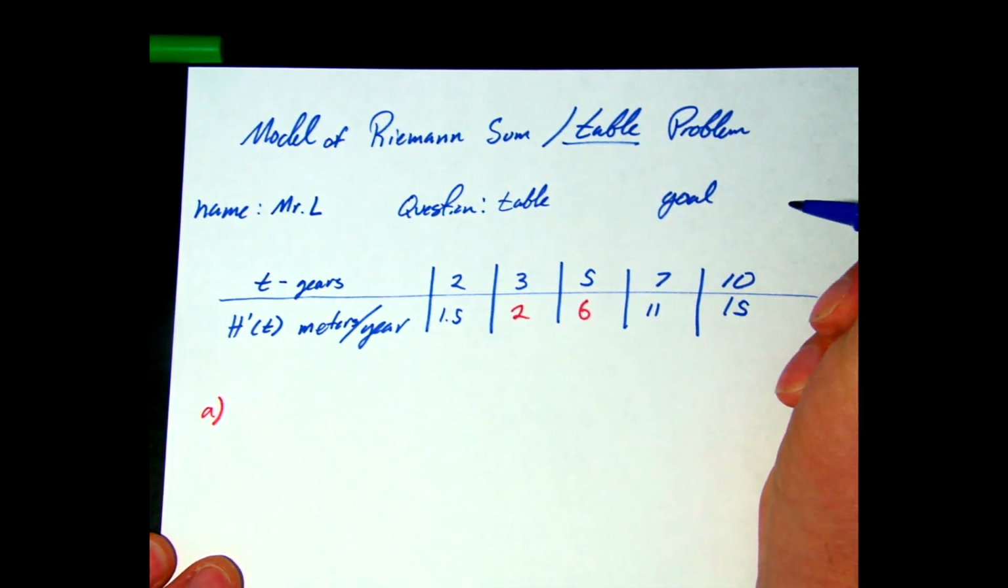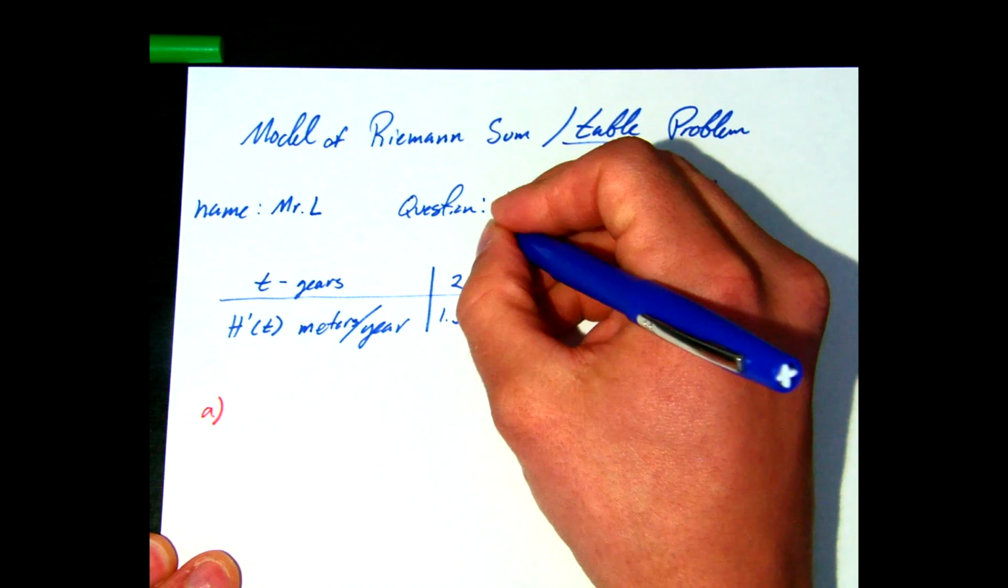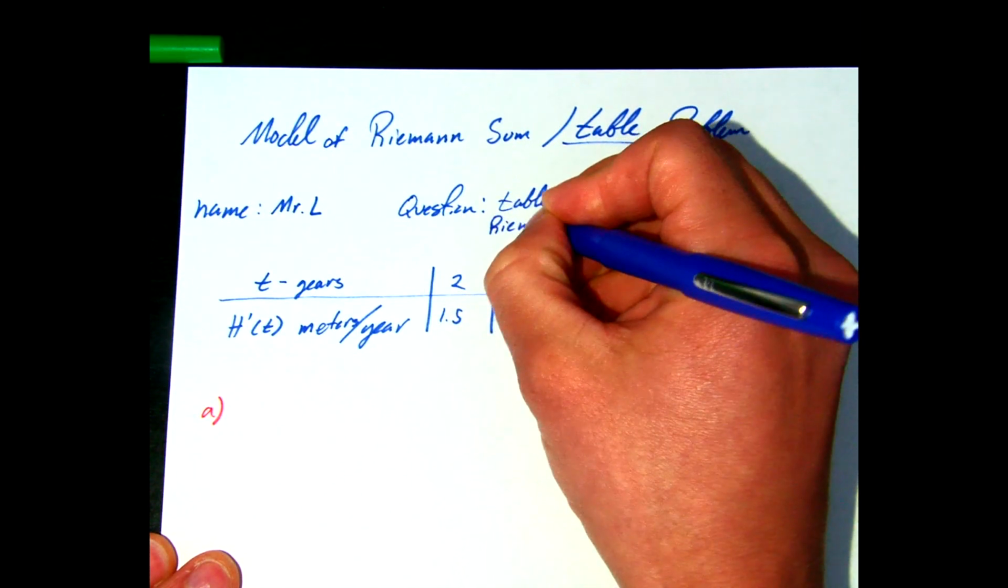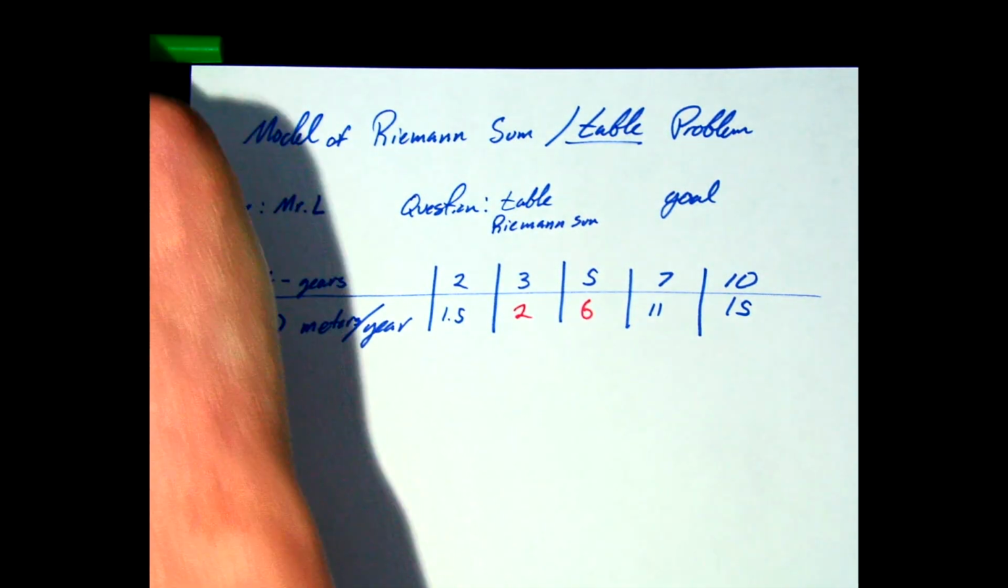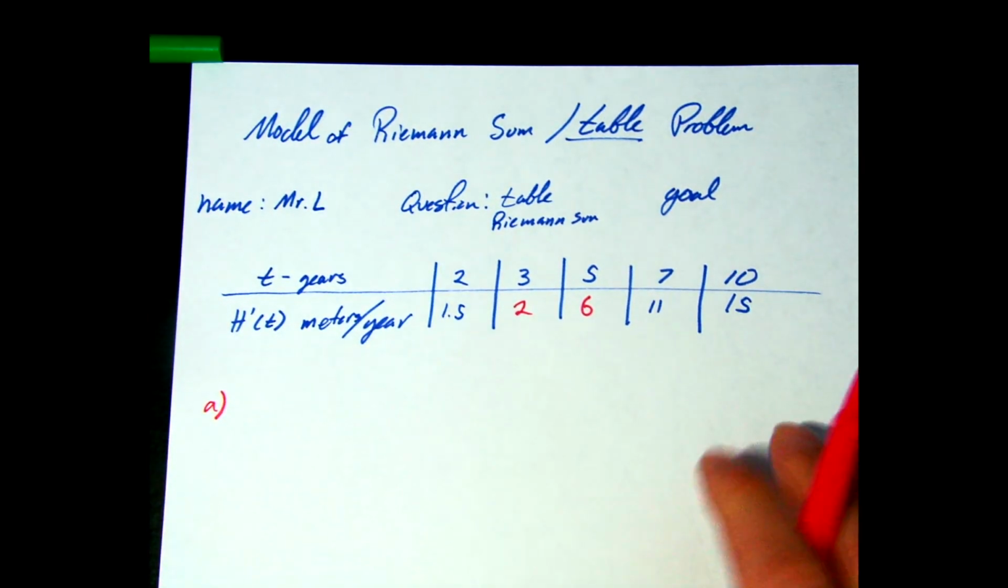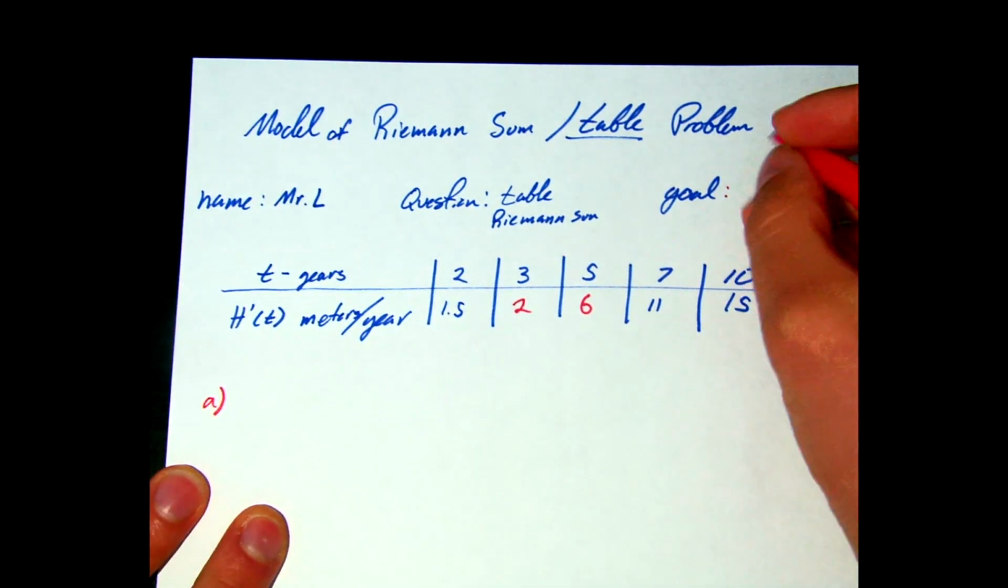You could also read into part C and say, oh, it's going to be a Riemann sum. So you get your brain working that way. Also, take a second to remind yourself of the goal here.